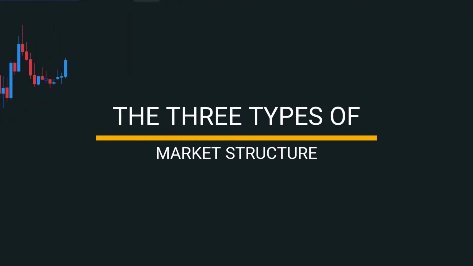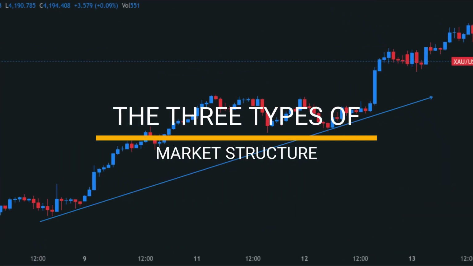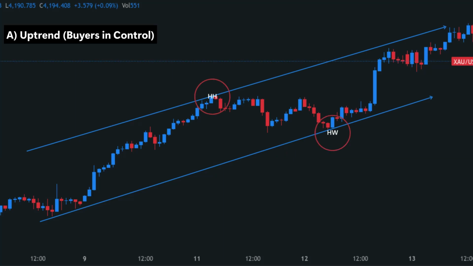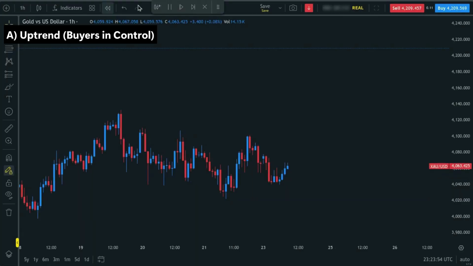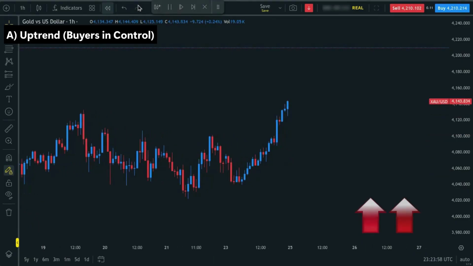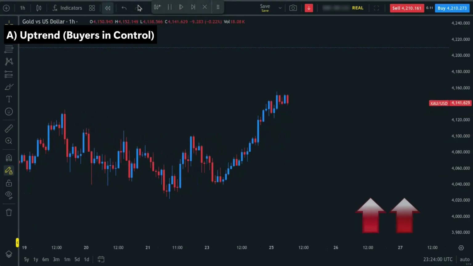The 3 types of market structure. In an uptrend, price makes higher highs and higher lows. This means buyers are pushing price up. Every pullback is a buying opportunity. So in the uptrend, the pullback setup is for traders who prefer safety, clarity, control, low stress entries.